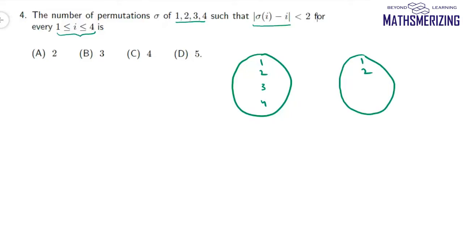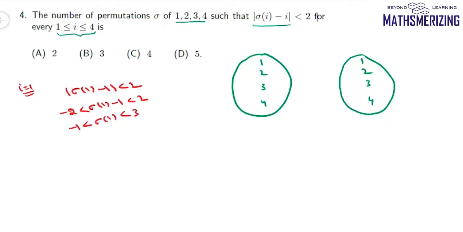So it is again 1, 2, 3 and 4. First we look at when the value of i is 1. So it will be simply mod sigma 1 minus 1 is less than 2. So here I'll get minus 2 is less than sigma 1 minus 1 is less than 2. So minus 1 is less than sigma 1 is less than 3. So for this one, there are 2 choices of permutations and it will be either 1 or 2. Now I'll write it for i equals 2.